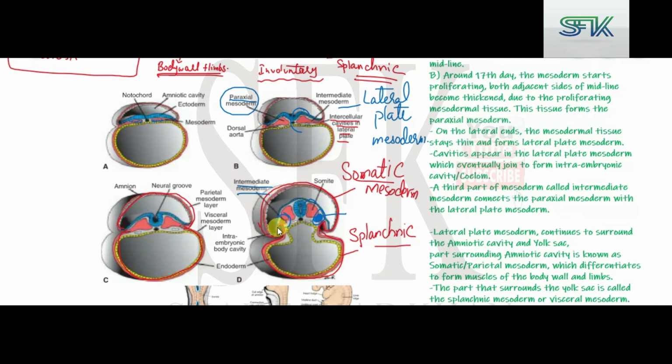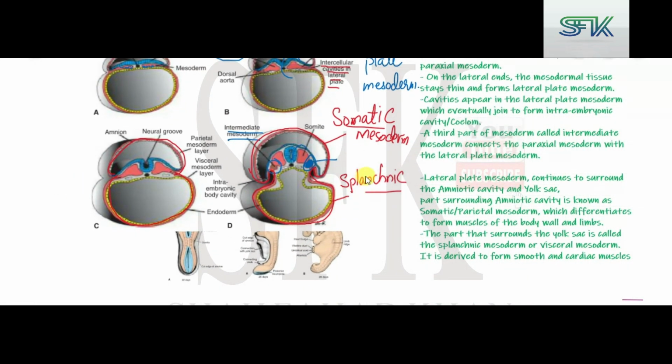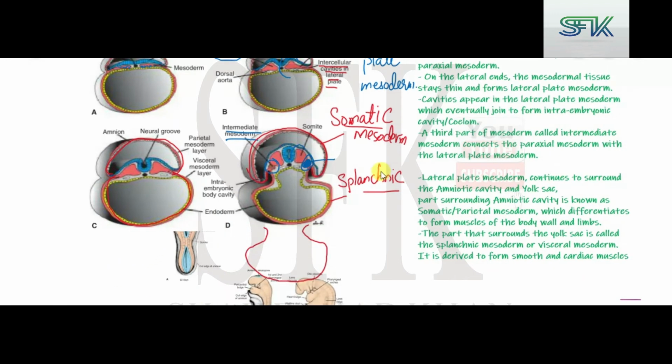These two parts surround the amniotic cavity and the yolk sac. When it surrounds the amniotic cavity, this mesoderm is known as the somatic or the parietal mesoderm, and when it surrounds the yolk sac, it's known as the splanchnic mesoderm. Now, the splanchnic mesoderm is what I just told you. It forms the cardiac and the smooth muscles, whereas the somatic mesoderm forms the muscles of the body wall and the limbs.